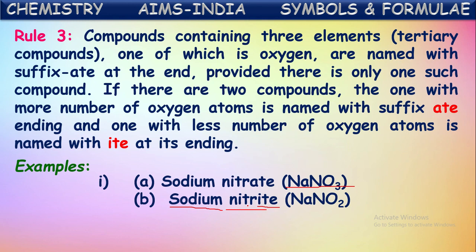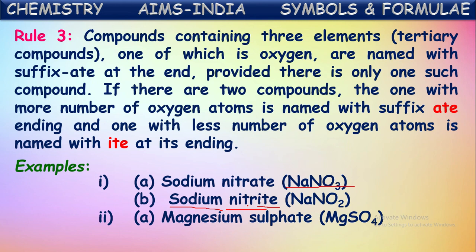So if there exists a compound with more than two elements, containing at least three elements, and out of these three oxygen also exists, then the metal and non-metal names are mentioned in the name without oxygen's name. So oxygen is indicated with "ate" at the end of the name. If there are two compounds of the same combination, then the compound with more oxygen atoms will end with "ate", and the compound with fewer oxygen atoms will end with "ite". Okay, let us see one more example on the same.